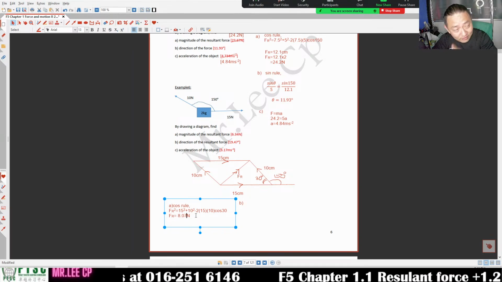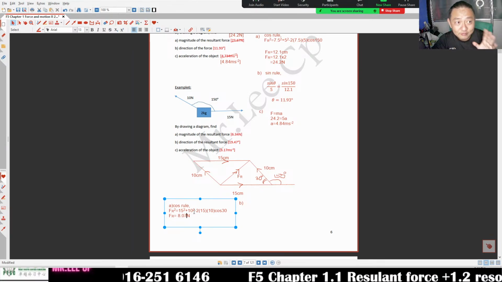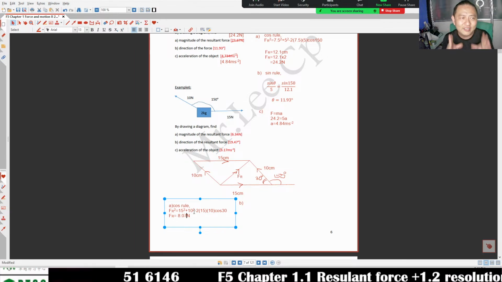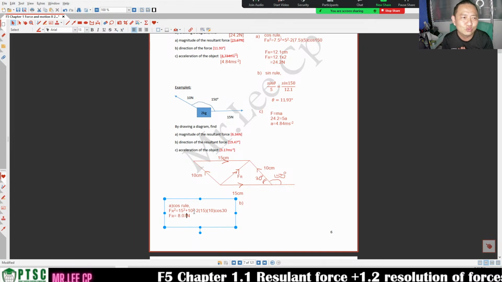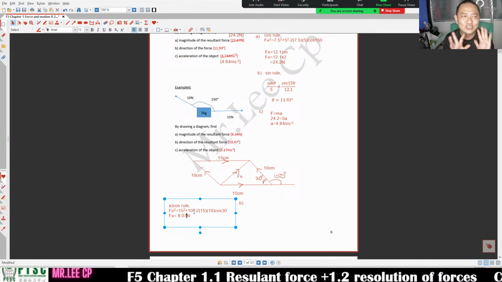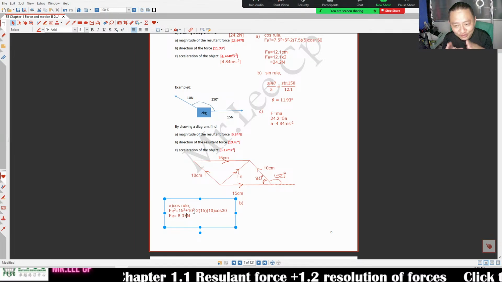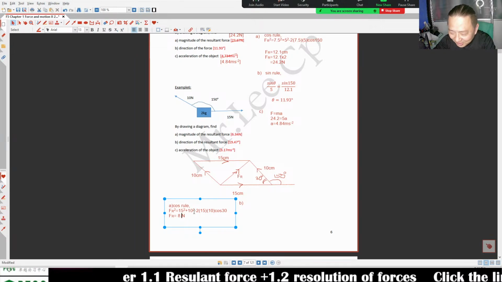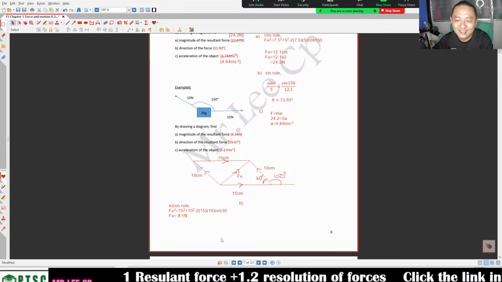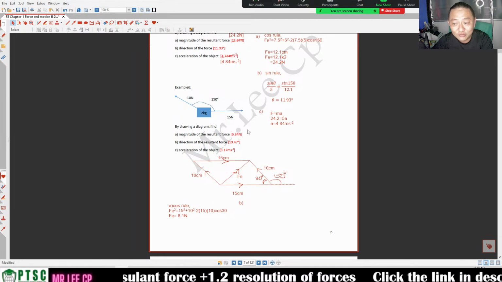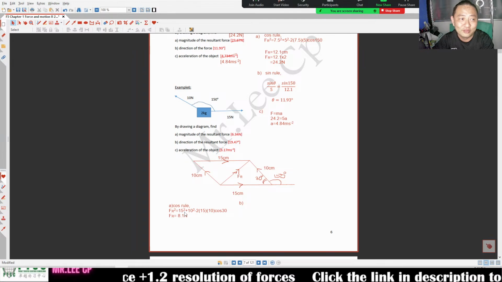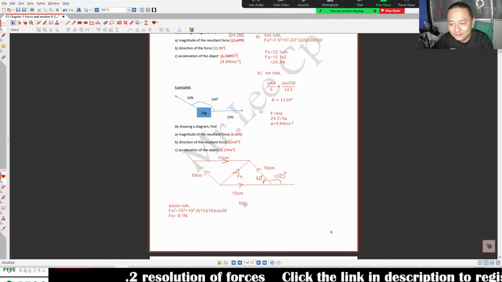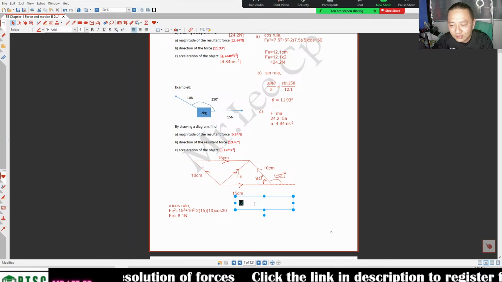As I told you, if you said because physics is all drawing, I said many times already, physics is drawing. They will not ask you to use the cos rule. You see, your textbook does not teach you the cos rule. So this FR will be 8.1 Newton. I explained why already. Why 8.1? Because you cannot read 8.07.